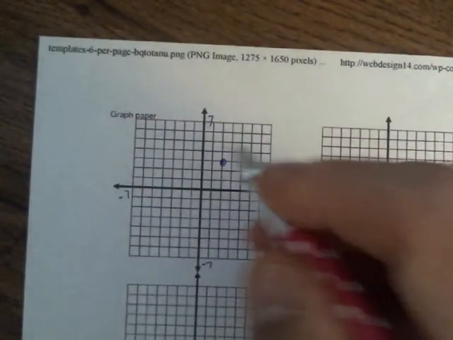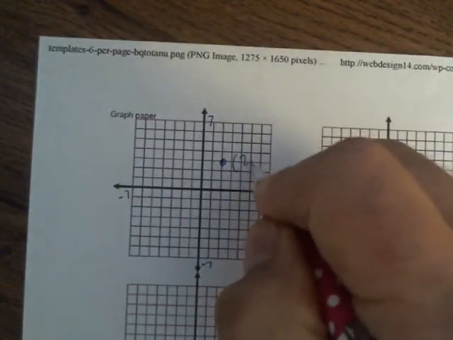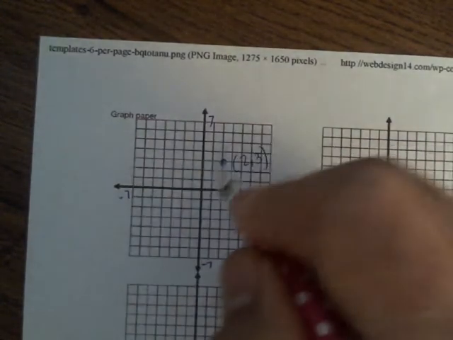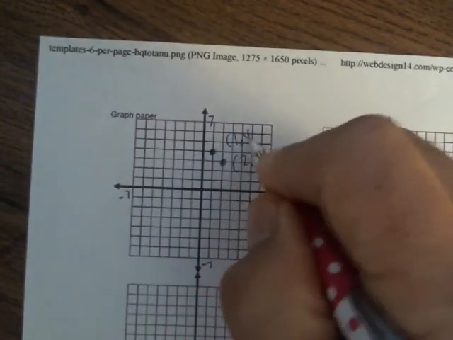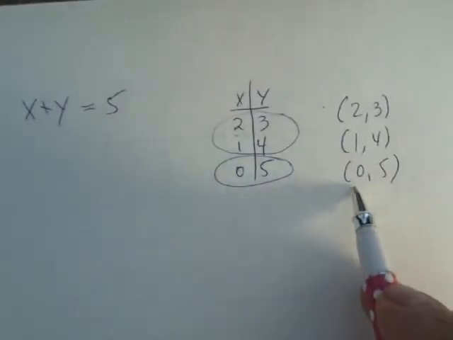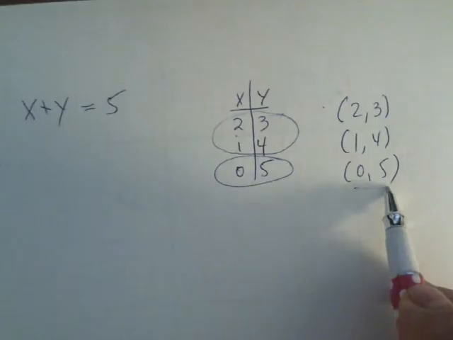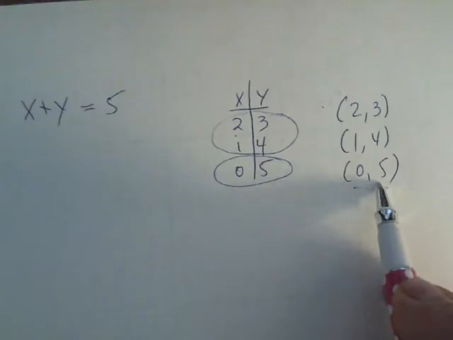The next one I do is I go 1, 4. So see, that's the point 2, 3. Don't forget that. I go over 1, up 4. Now this third point, if I had $1 for every time a student plotted an intercept backwards, I could retire. Okay, so don't feel bad if you do that. You're not the only one. But it's time to stop doing that.